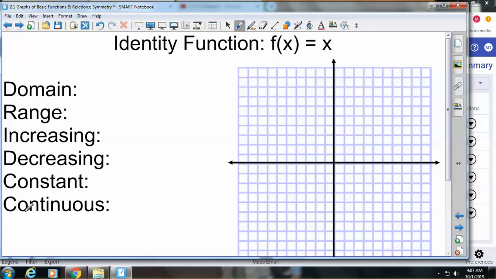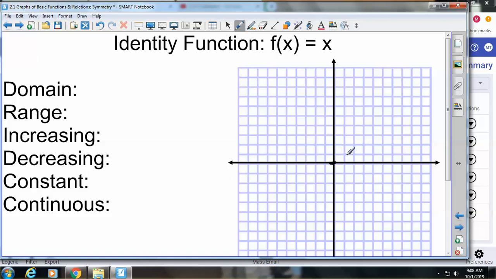So our first basic function is the identity. F of x equals x. We should know how to graph that. What's that equation? Yeah, it's just like y equals x. That's a line, y-intercept of 0, slope of 1. So we can graph that.